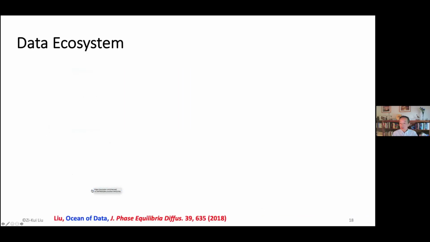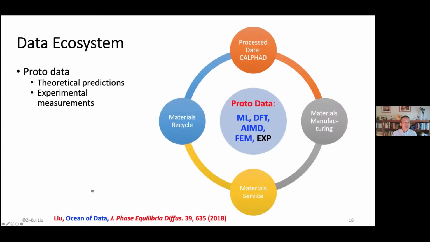Now, when we get all the tools and data, it's really important to think about the ecosystem. So what is the ecosystem? You know, nature, right? It's a circle. The trees grow up, leaves drop, and you get the circles, right? So first we have to generate data. We call it proto data, just like proto history, it's raw data basically. You can get it from machine learning, from DFT, from MD, from finite element, and the experiment, of course.